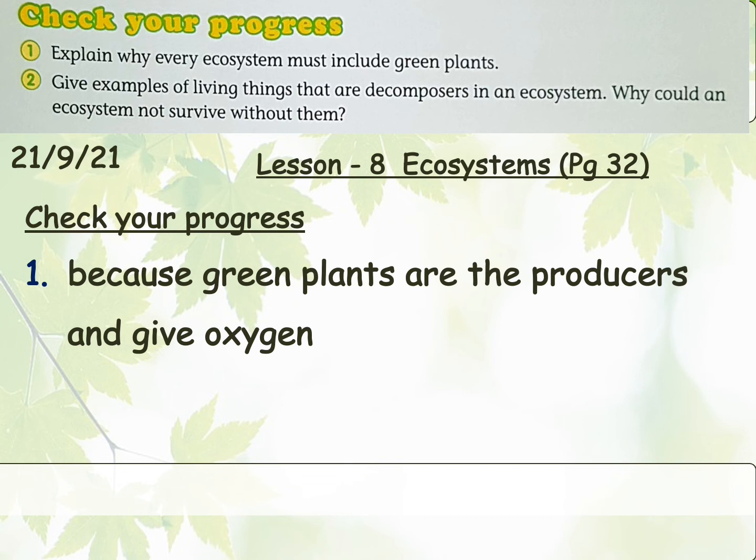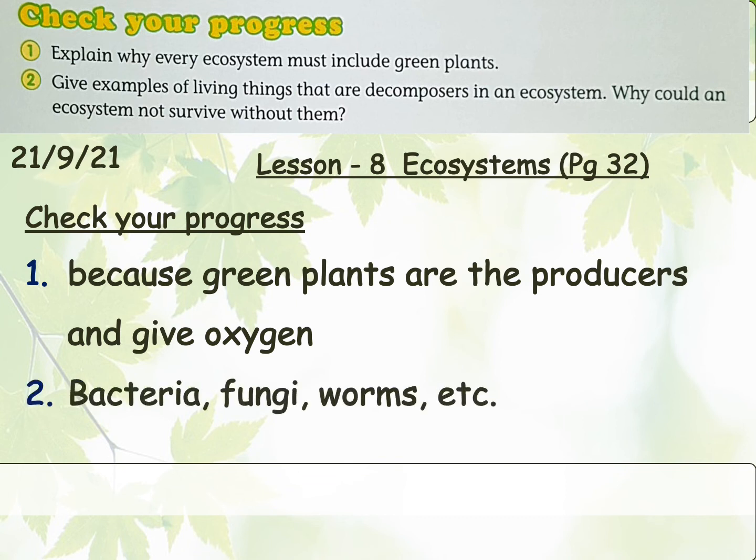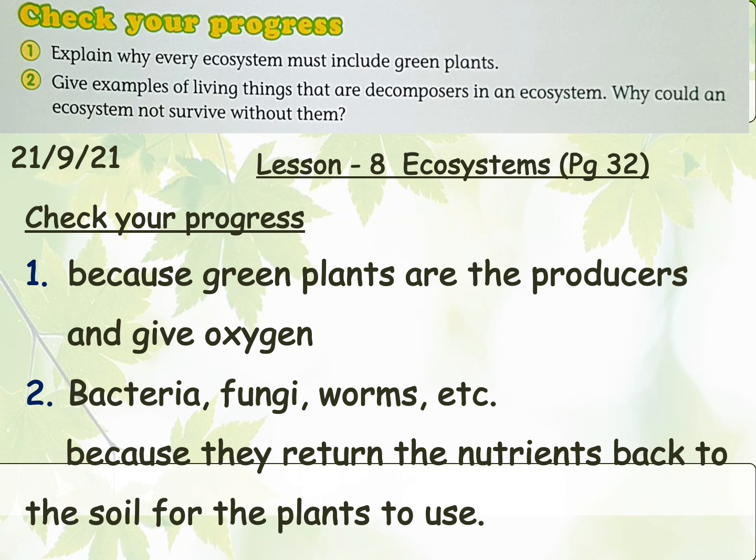And why could an ecosystem not survive without them? Because they return the nutrients back to the soil for the plants to use, right? And if there is no nutrients, then the plants cannot survive. So they return the nutrients back to the soil. If you have done with this, we can go to the workbook, page 13. And with that, we will finish the lesson.